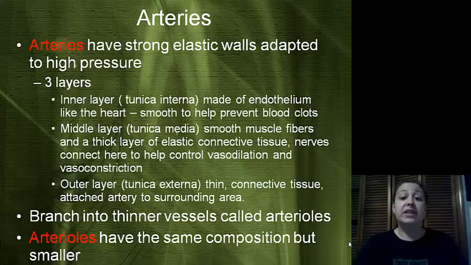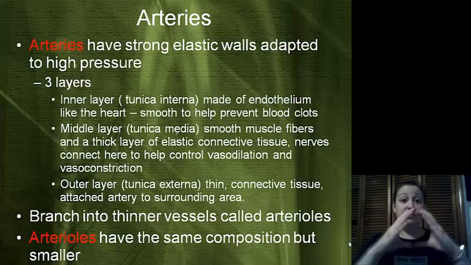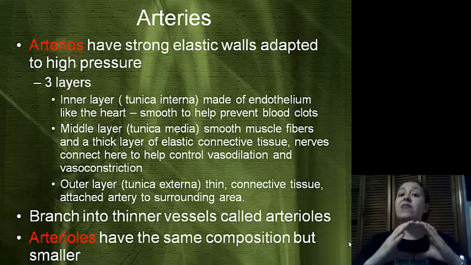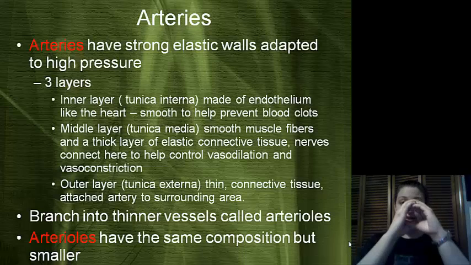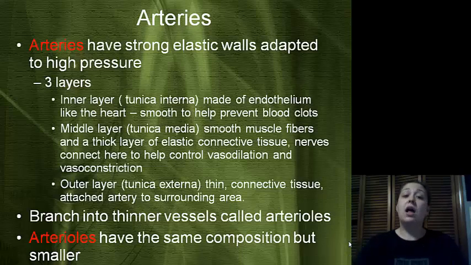The inner layer is a smooth endothelium. It's smooth to help prevent blood clots. Our middle layer is smooth muscle fibers. That is a thick layer that helps with connective tissue, and it helps force the blood out into the rest of the body. This helps control vasodilation, which is dilation, or increasing in size, and vasoconstriction, which is the decreasing in size of our arteries. Our outer layer is a thin connective tissue that attaches the arteries to their surrounding areas to keep them in place. We then branch into much smaller vessels called arterioles.